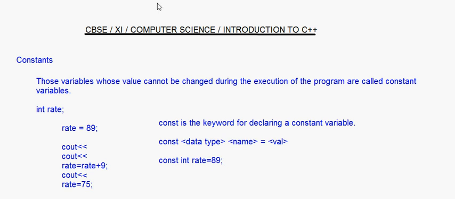Now there is one difference here. When I am declaring a constant variable, we have to give the value, that is, the assignment has to come along with the declaration. Whereas in a normal variable, we write int rate, and after that we can put rate is equal to 89. But here we can't do that. When we declare the variable, along with that the value has to be given, right? So a constant variable can be taken for all the basic data types of C++.